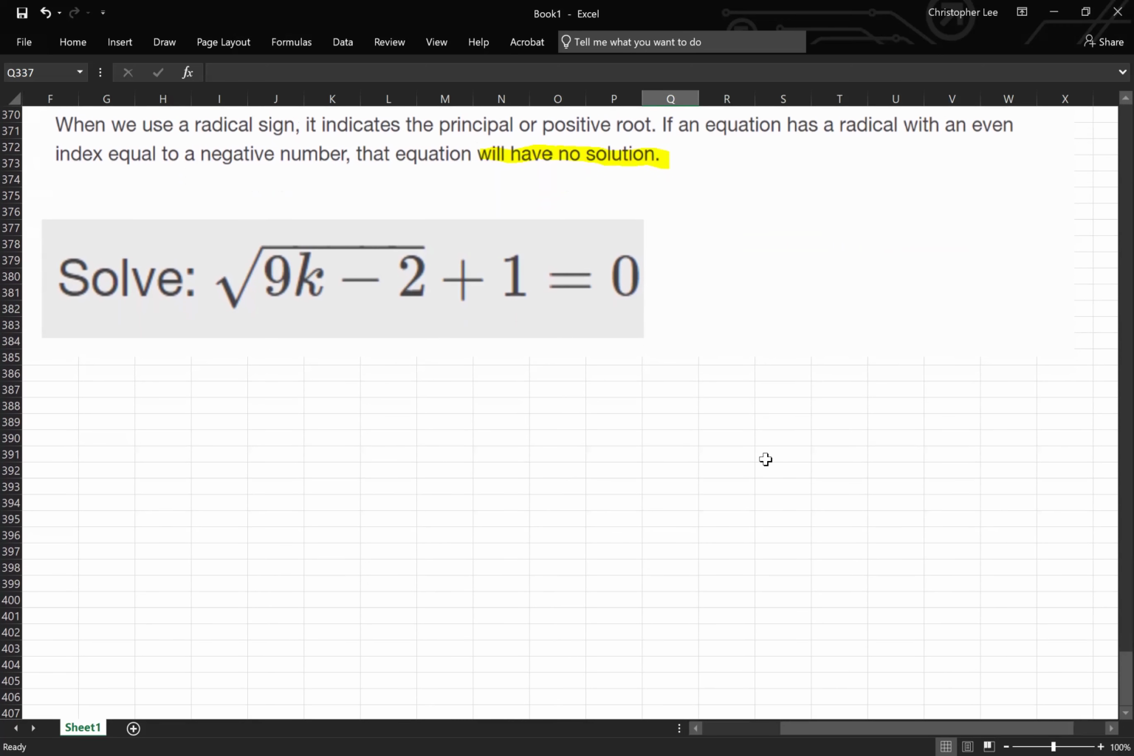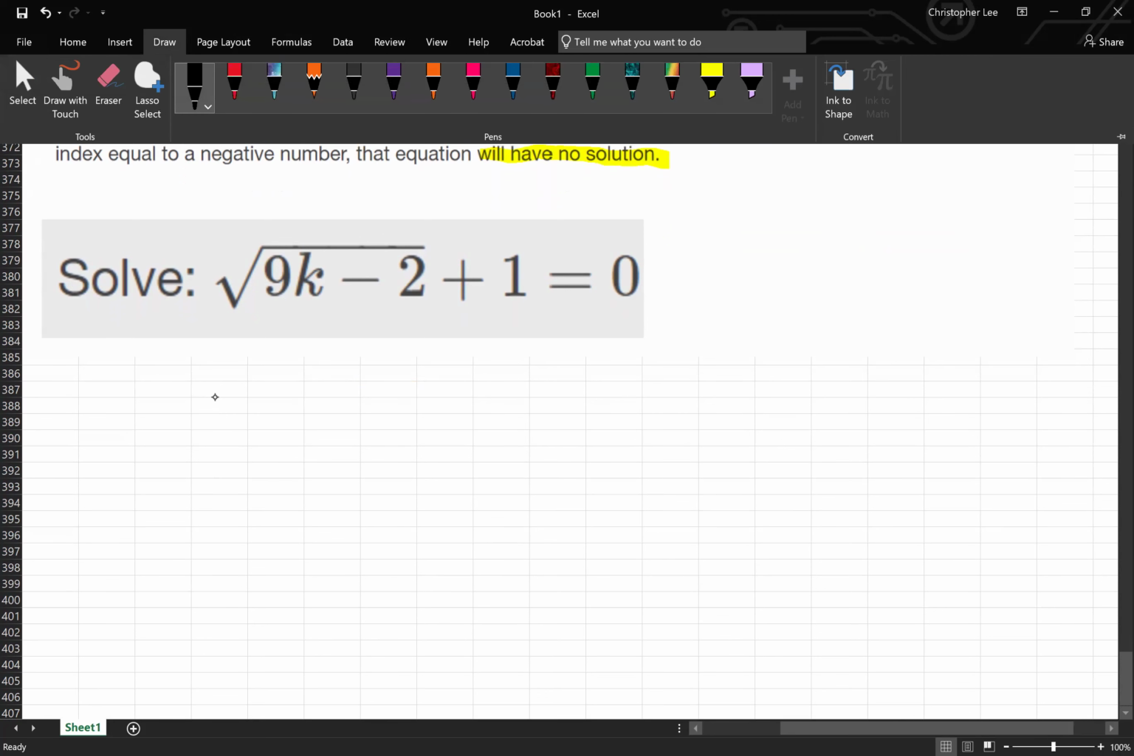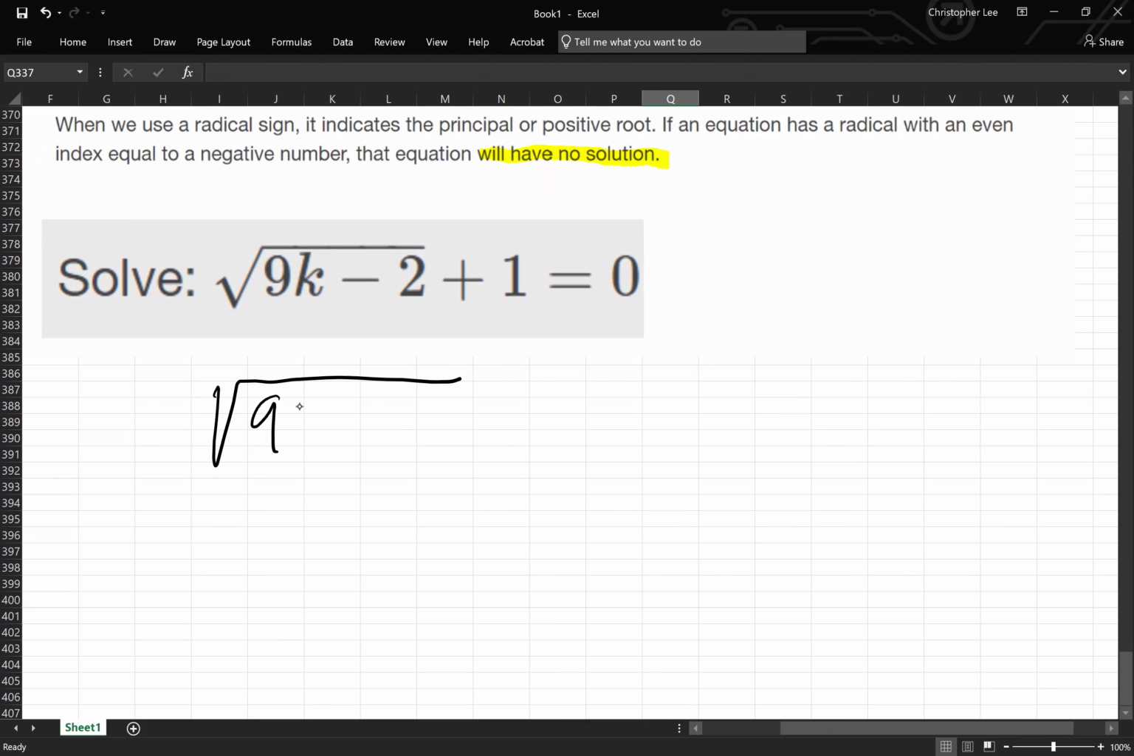Let's say I want to solve this. This is square root 9k minus 2 plus 1. I'm telling you that I could just look at this and tell you that it has no solution.